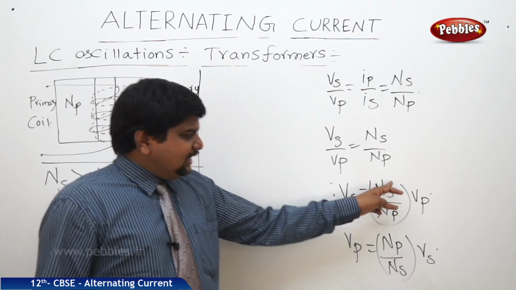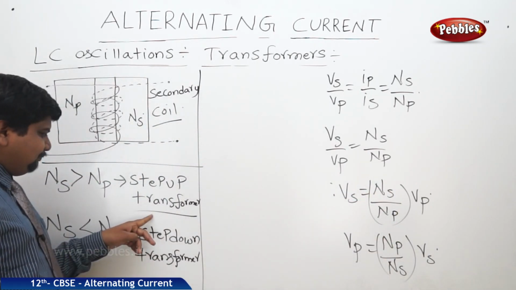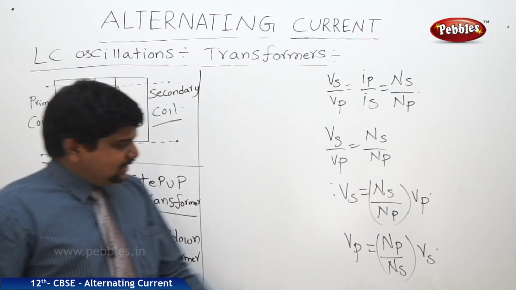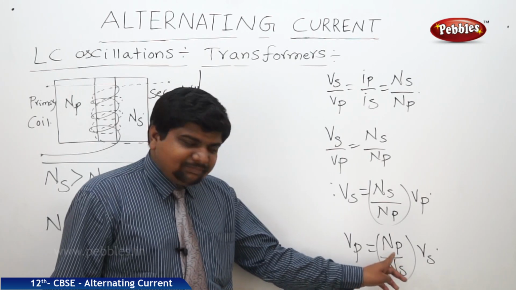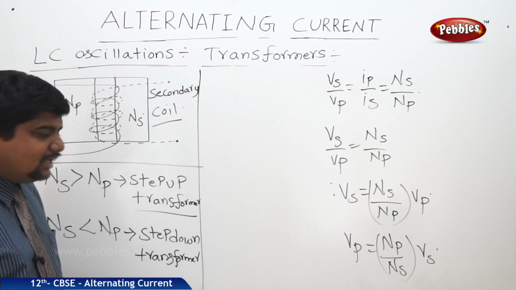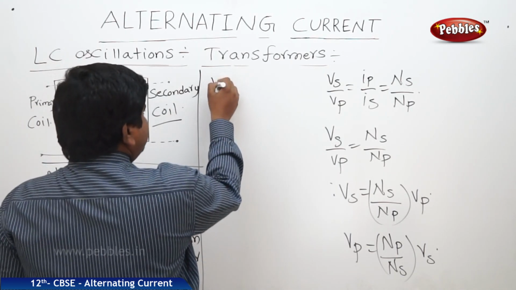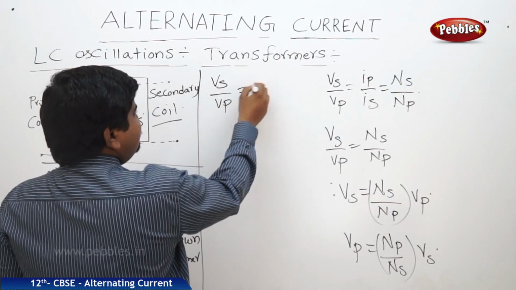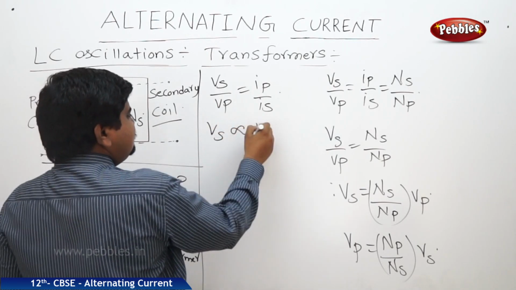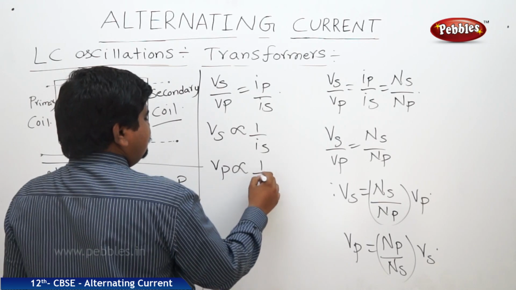See here, if Ns is greater than Np, this is a step up transformer, and Vs is greater than Vp. And Ns less than Np here means Vp is greater than Vs, meaning the voltage through the primary coil is greater than the voltage through the secondary coil. But Vs by Vp is equal to Ip by Is. Therefore, Vs is inversely proportional to 1 by Is, and Vp is inversely proportional to Ip.